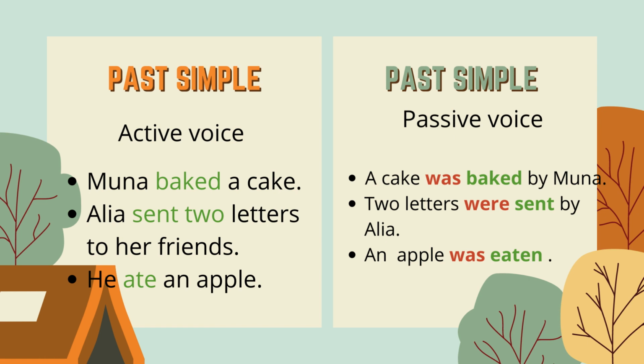Alia sent two letters to her friends. Two letters here is plural. For this reason, we used were as an auxiliary verb plus sent, which is the past participle form of the verb send. The last example here is he ate an apple. An apple is singular, and was is the auxiliary verb here plus eaten, which is the past participle form of the verb eat. Here you can say an apple was eaten by him, or an apple was eaten.